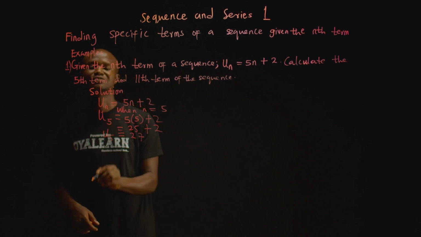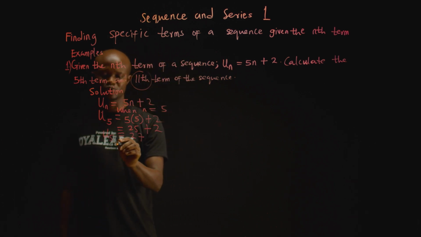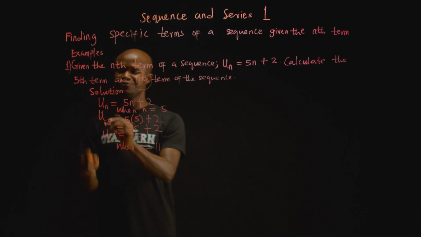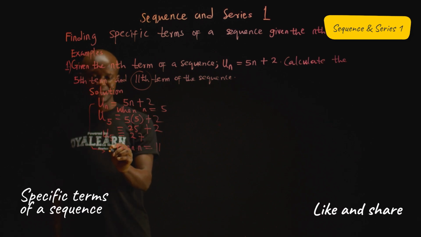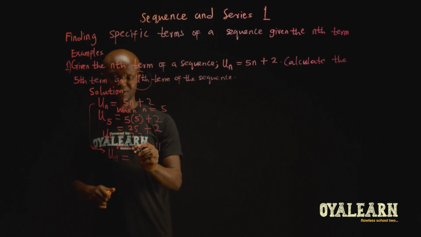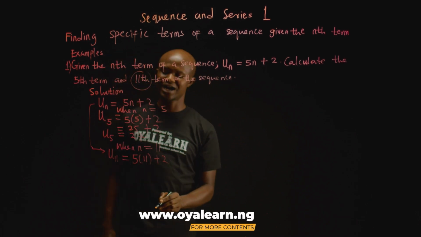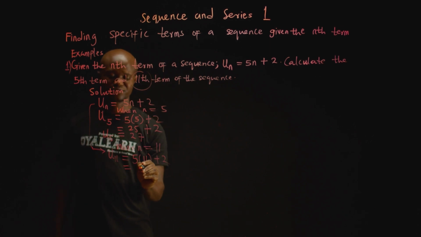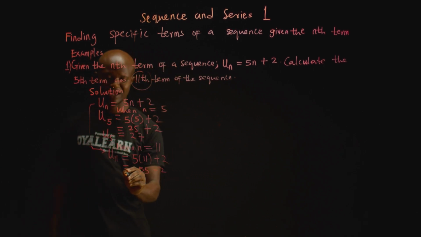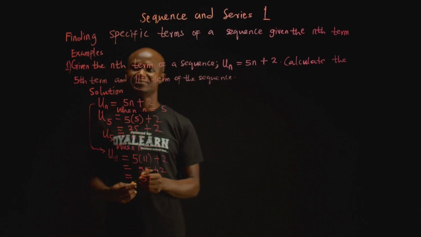That is u5. Now we are also asked to find the 11th term. That means we have when n equals 11. Then using the same formula here, u11 will be equal to what? Anywhere we see n, we put 11. Then 5 into 11 plus 2. 5 times 11 is 55. Then plus 2. This will give us what? We have the answer to be equal to 57. So it means that the 11th term equals 57.